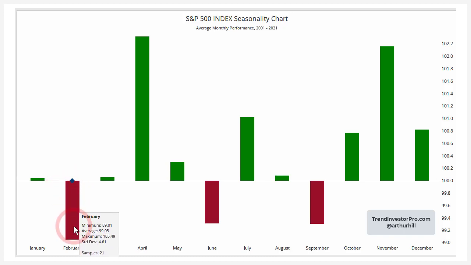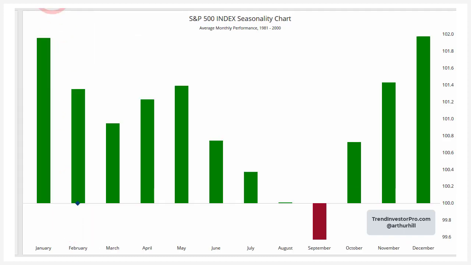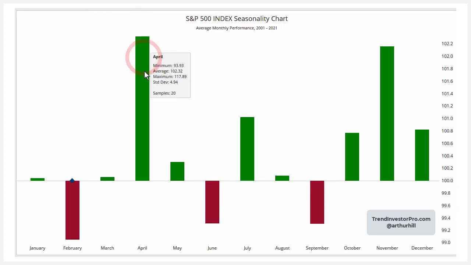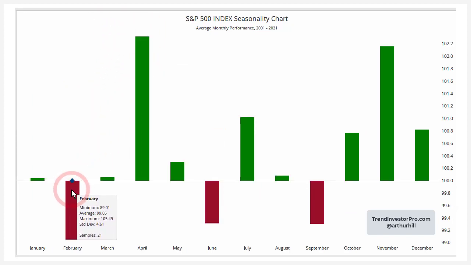So look at February. It's a big red one. If I go back, look at 1980 to 2000. It's a big green bar, one of the better months out of the year for a 20-year period. So you go into 2001 and you say, all right, February is going to be a strong month. And then boom, the next 20 years, it's not a strong month.